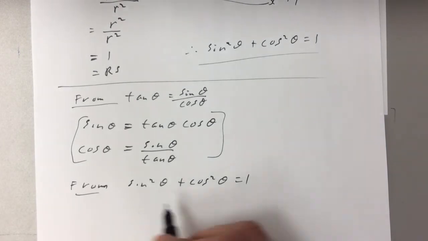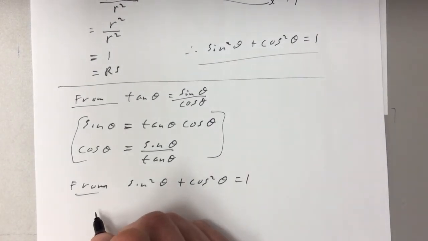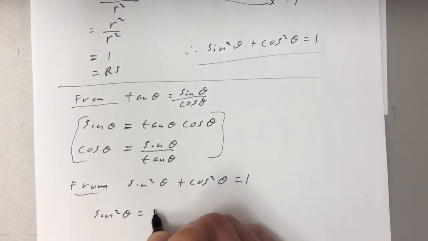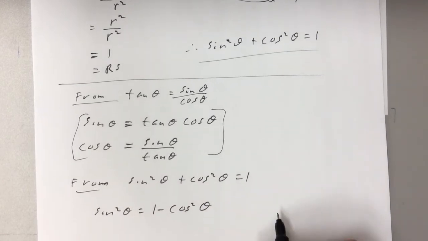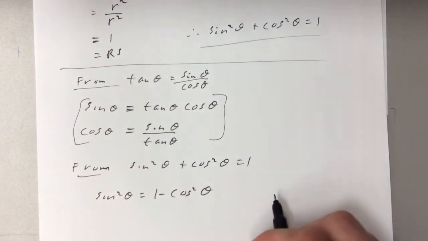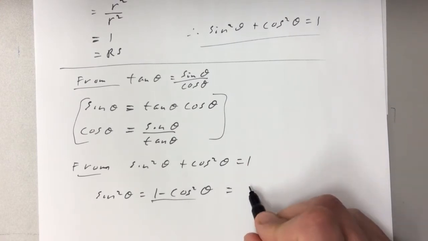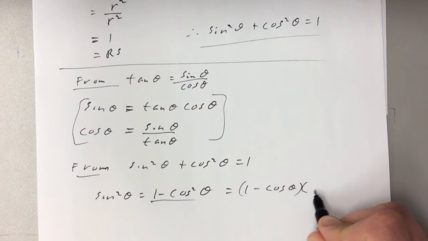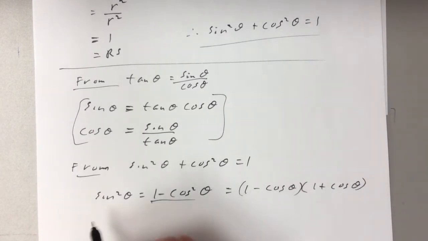So from this, we could bring the cos squared over. So we've got sine squared theta equals 1 minus cos squared theta. And that one's interesting because you can then factor it. This is 1, so you could factor that because it's a difference of squares. So 1 minus cos theta, 1 plus cos theta.